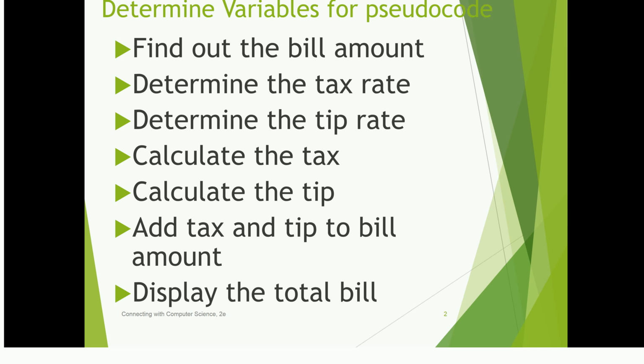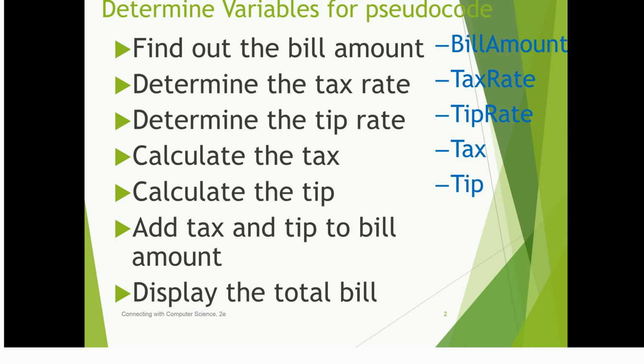So here is an example of our pseudocode to calculate a restaurant bill. Let's see if we can identify the variables that I might need in order to write this program. Probably going to have some kind of a bill amount, and then something to track the tax and the tip rate. If I'm going to calculate the tax and the tip, then I'm going to need a variable to store those values in so that I can add them to the bill amount and end up with a final total bill. So these are an example of some of the variables that this particular program might be using.